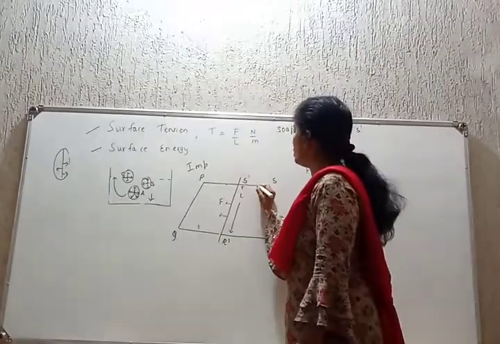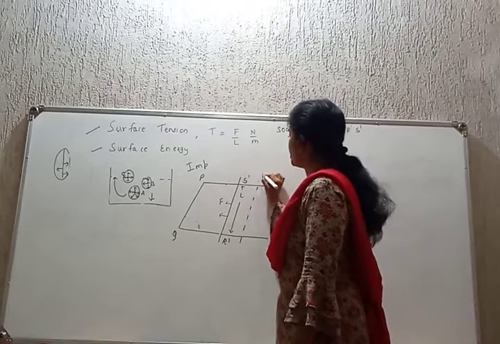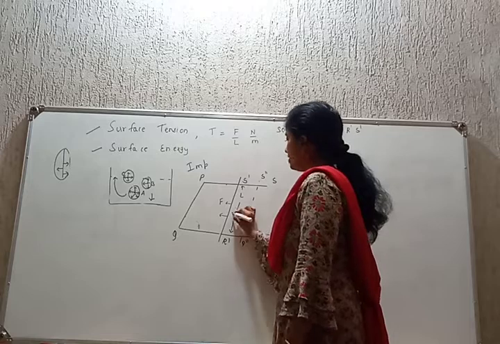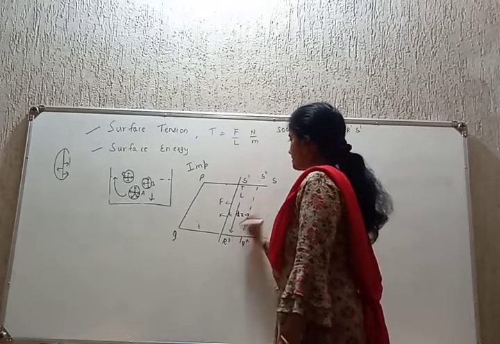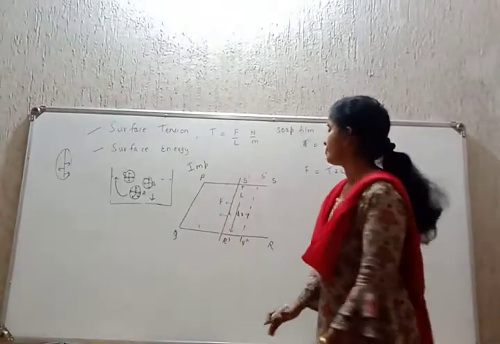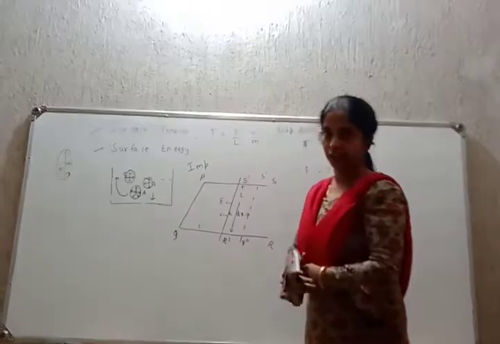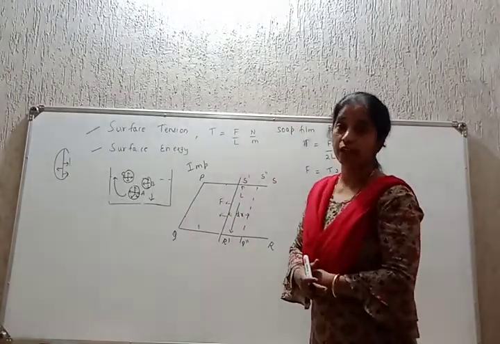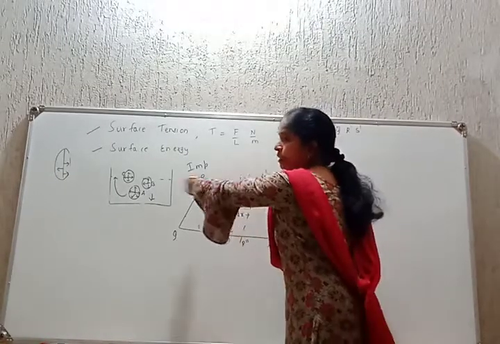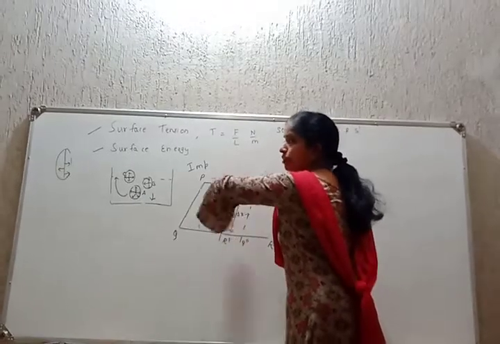If I want to pull the wire to a position S double dash R double dash through a distance dx, if I want to pull this typical wire which slides over the rectangular frame through a distance dx to a new position S double dash R double dash, then I have to perform work. Work against what? Work against this force F which pulls it towards PQ.